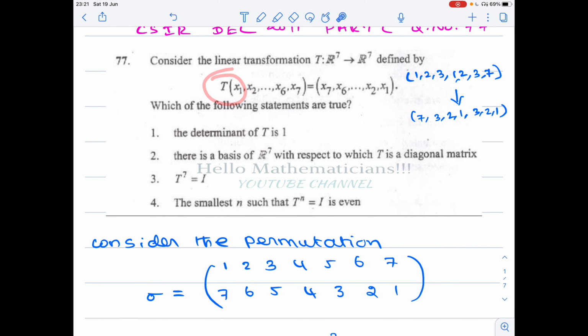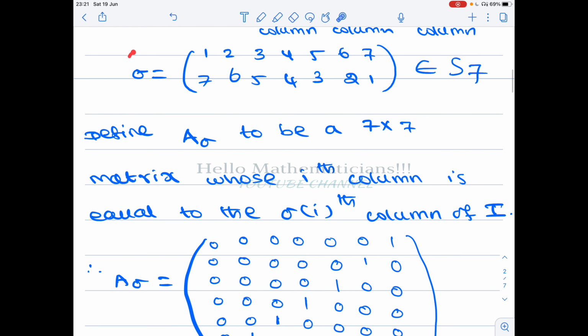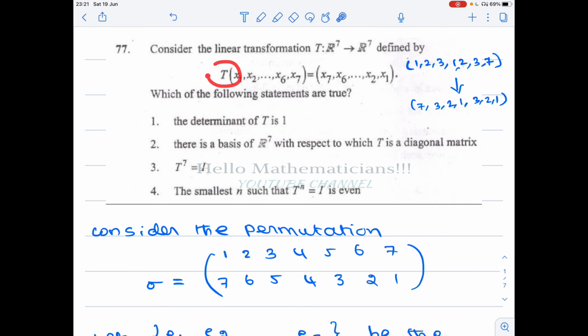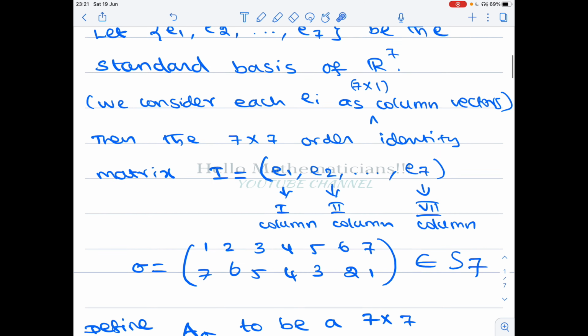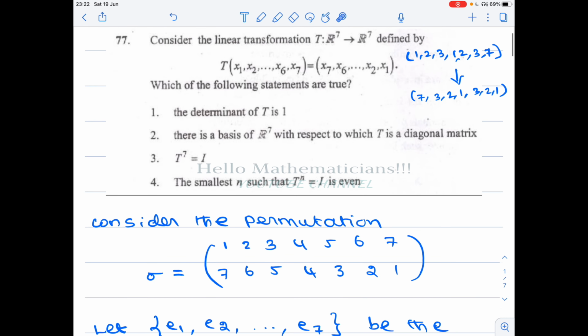this linear transformation is given by the permutation matrix associated to the permutation sigma. Whatever we have done is true for an arbitrary permutation sigma. So in our problem, the matrix of this linear transformation is equal to this permutation matrix. Now we can eliminate the options one by one.